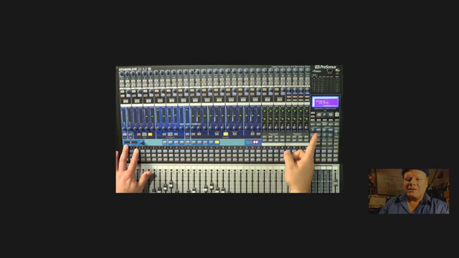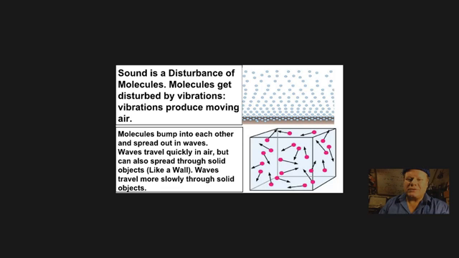Sound is simply a disturbance of molecules. These molecules can be air molecules or the molecules of solid objects. When anything happens that makes these molecules vibrate, you can get a disturbance, a disturbance which we call sound. Stated simply, sound is produced by moving air.